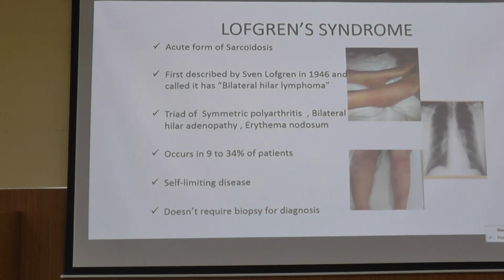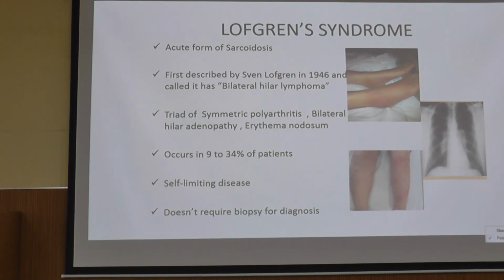We need to remember one, the Lofgren syndrome. It's an acute form of sarcoidosis. So what is there? Bilateral hilar nodes, that is the most important aspect, and presence of multiple erythematous macular lesions, erythema nodosum, mostly seen in the shin, the lower limbs. Along with that, sometimes you may have arthritis.